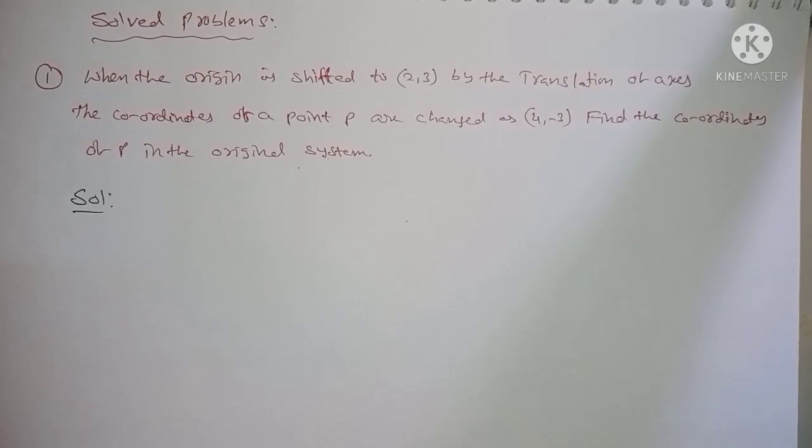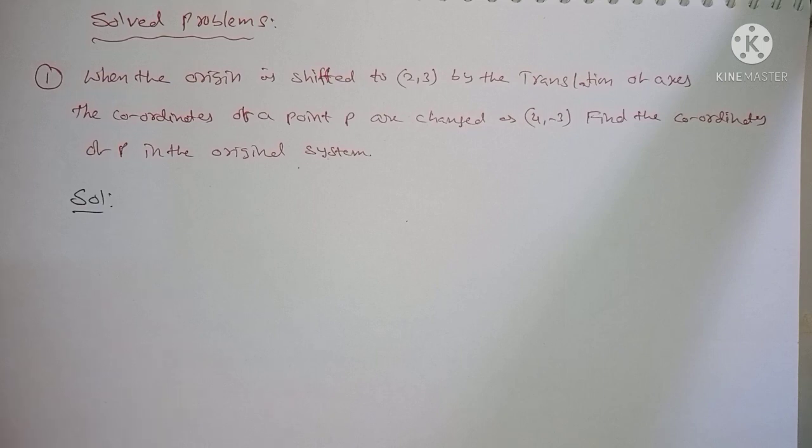Next let us see solved problems. First one is, when the origin is shifted to 2 comma 3. Origin is shifted, therefore this is h comma k is equal to 2 comma 3. By the translation of the axis, the coordinates of the point P are changed as 4 comma minus 3. Therefore the changed coordinates x dash comma y dash is 4 comma minus 3. Find the coordinates of the P, the original. Therefore you can find x comma y.